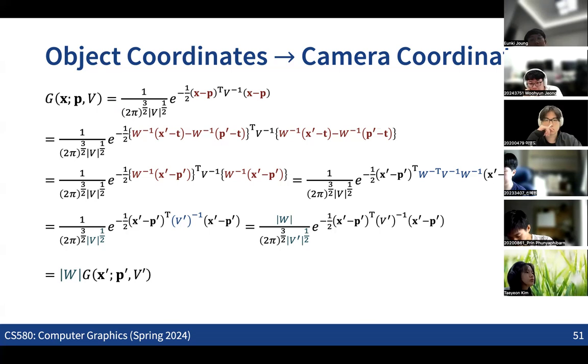But the basic idea here is that if the transformation was an affine transformation, we can simply redefine the same Gaussian kernel in the new space. We transform the center and the covariance matrix, and then multiply by the scaling vector. So this is doable.